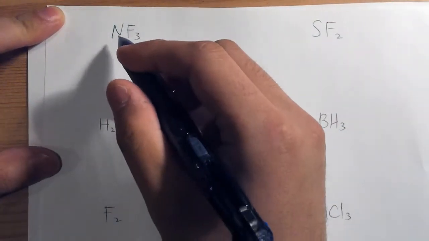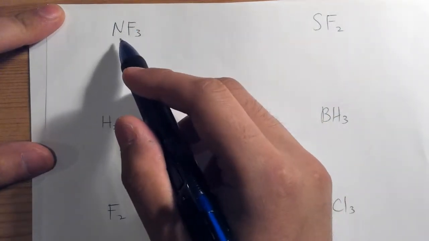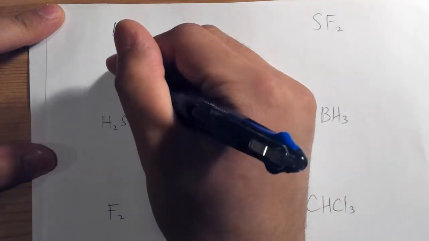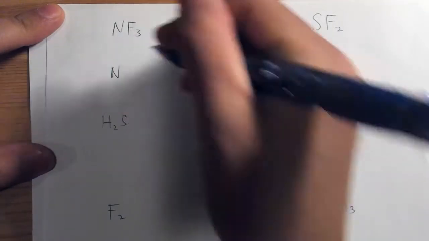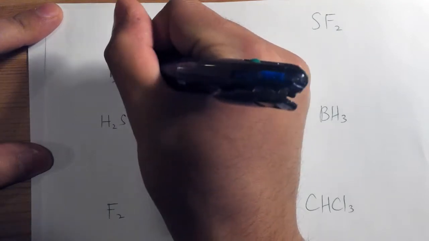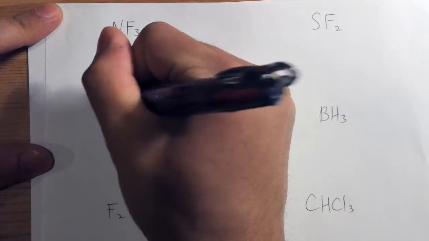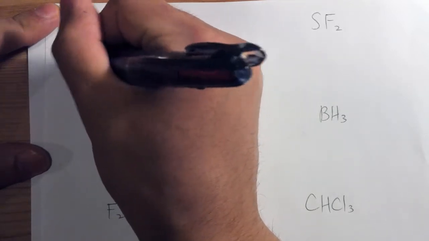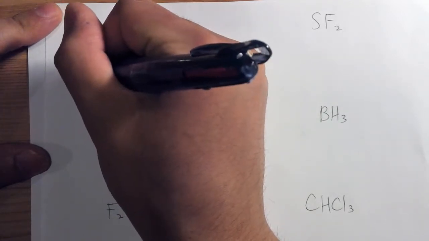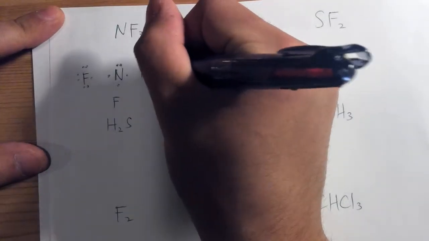We know that N is the central atom because it's all the way on the left side and there is less of it compared to fluorine. So I'm going to put N here, and it has 5 valence electrons. Then I'm going to put fluorines around the nitrogen, and there are, sorry, 7 valence electrons for each fluorine.